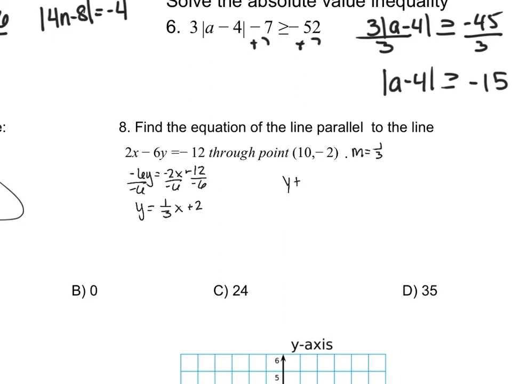So y minus y1 equals my slope times x minus x1. Y plus 2 equals 1/3 x minus 10 thirds. Minus 2. So we're going to minus what number? Minus 6 over 3. So y equals 1/3 x minus 16 thirds.